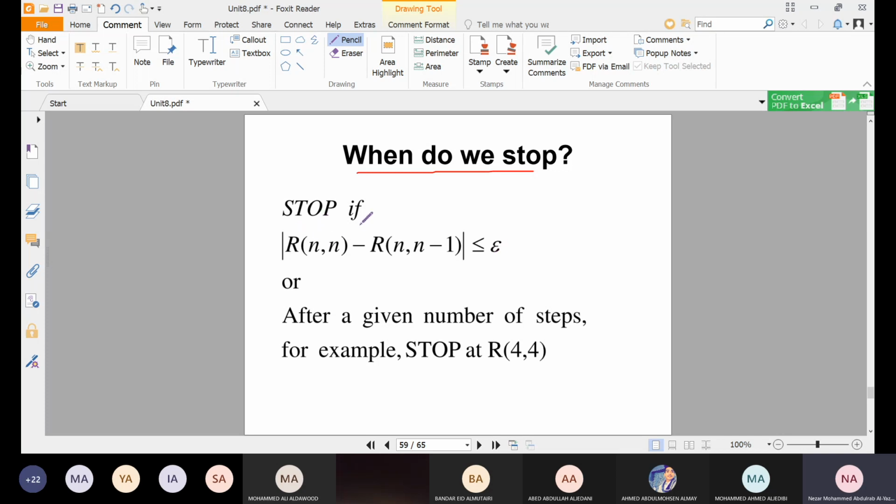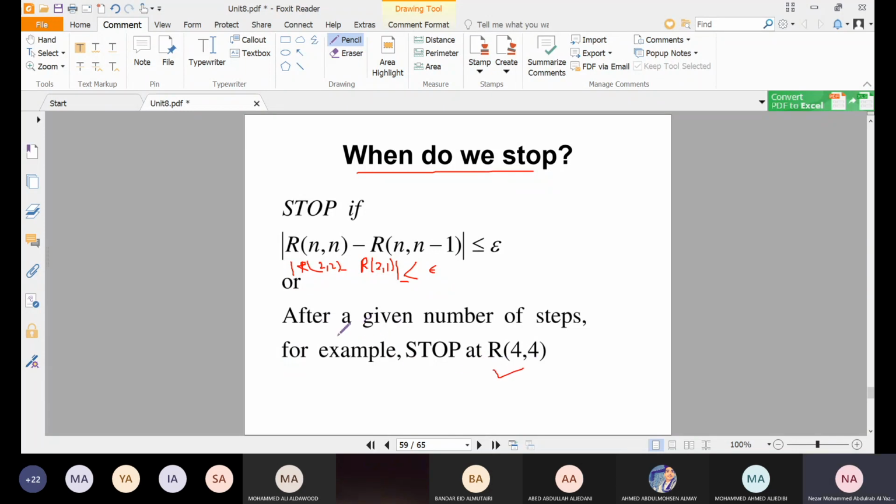So here we can stop if, for example, R22 minus R21, okay, the absolute value of this one is less than or equal to the error, the stopping error. Here we can stop. Or we can ask you how many iterations, like before. This is the easiest way.